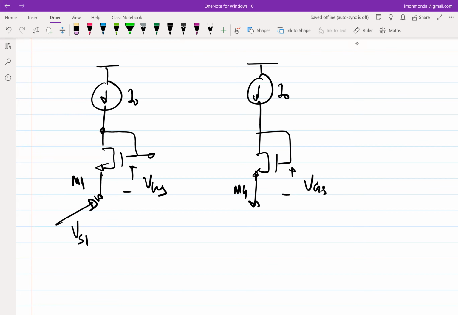VS1 plus VGS, or rather VGS plus VS1. What do we want? We want VGS plus some other VGS. Correct? If I can set VS1 to that VGS, what we want, then I should be good. Right? Okay. So how do I set VS? How do I get another VGS?